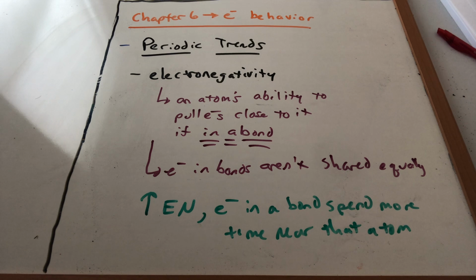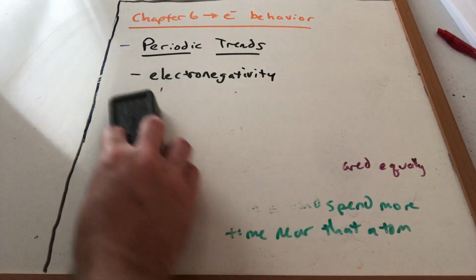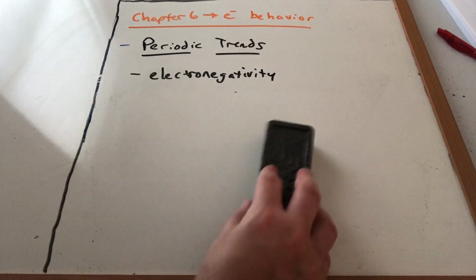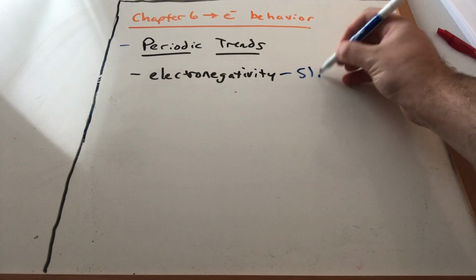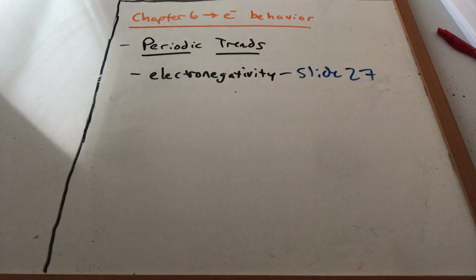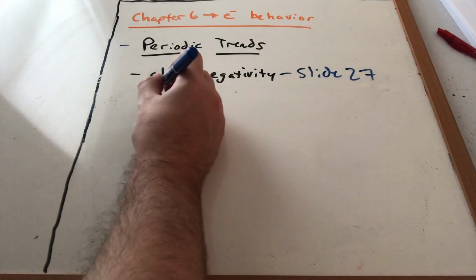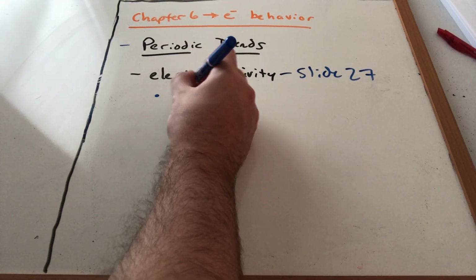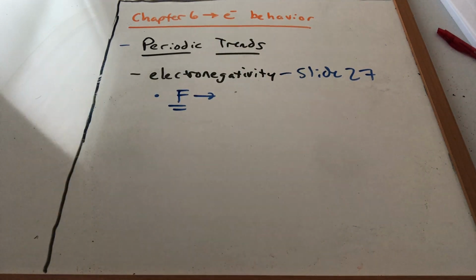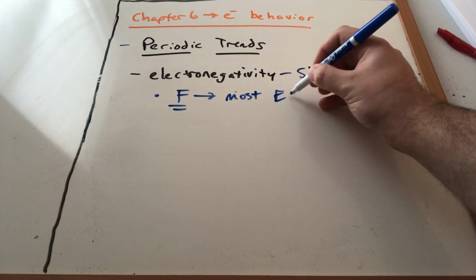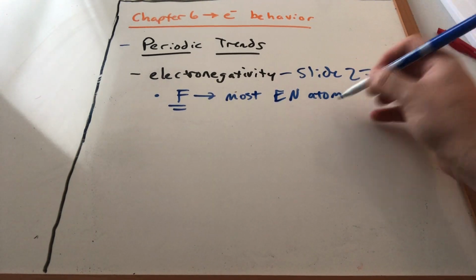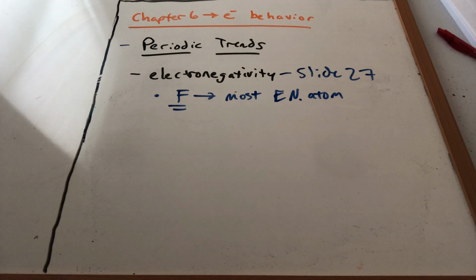Now so we're going to learn the trend, and then I'll show you an example, and I'm going to draw a picture of what we mean about unequal sharing, okay? So the trend is all about F, okay? So if you look at slide 27, the way I like to remember the trend is it's not like top to bottom, left to right. It's all based off F, and F is the most electronegative atom. Right? It has the most electronegativity.